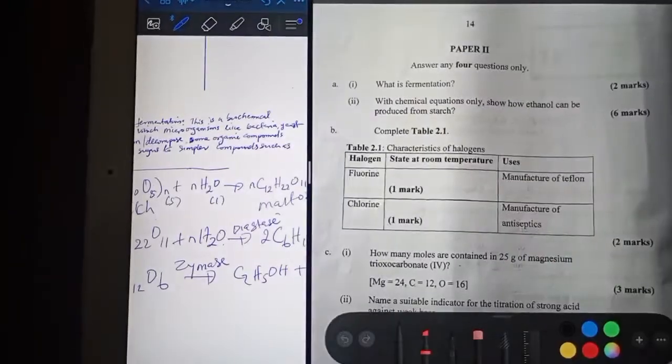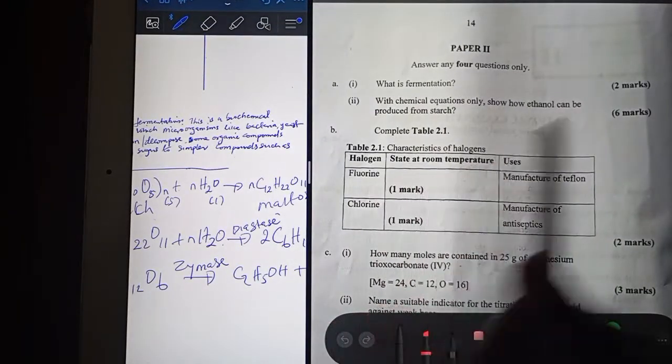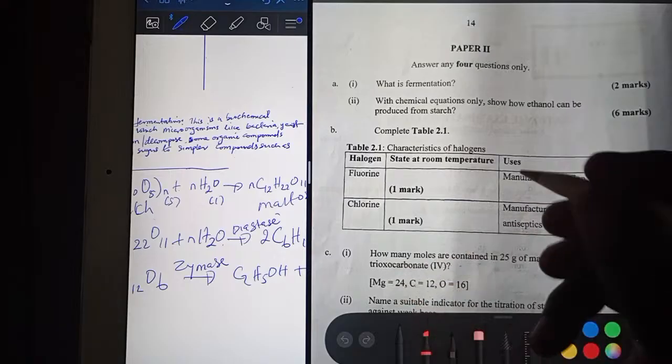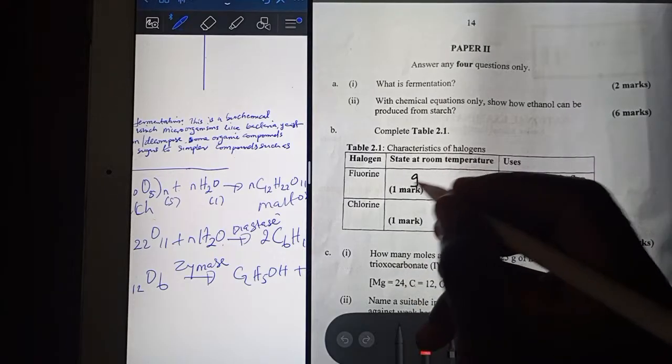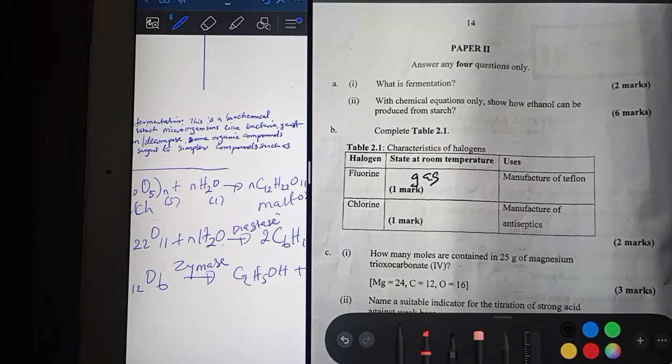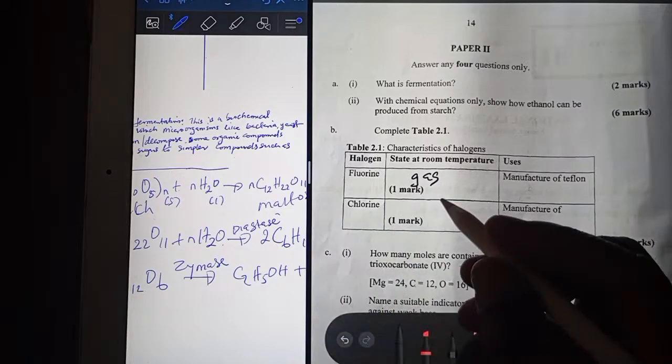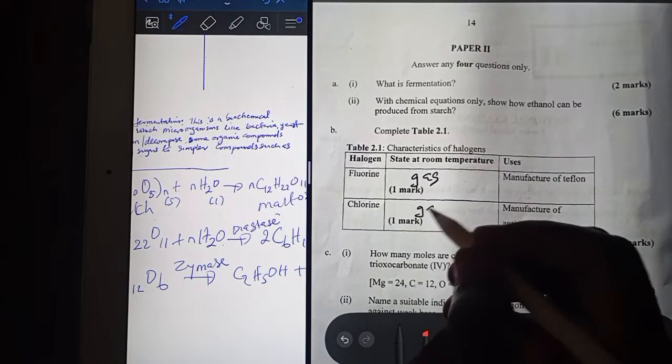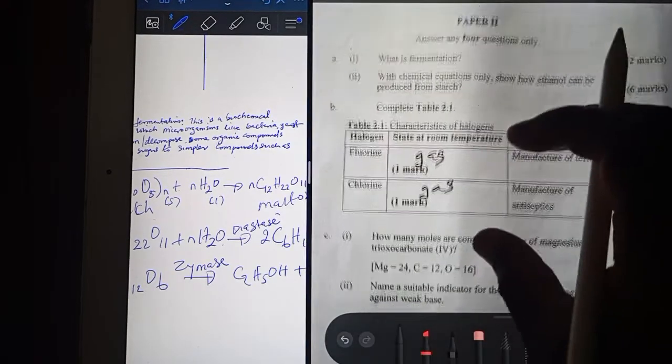So halogen state at room temperature. Fluorine at room temperature is gas. Then uses: manufacture of Teflon. So they use this one now. Chlorine, the state at room temperature is still gas. They are dashing marks here, okay?